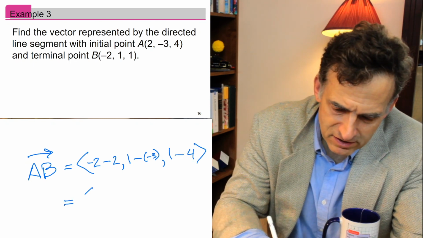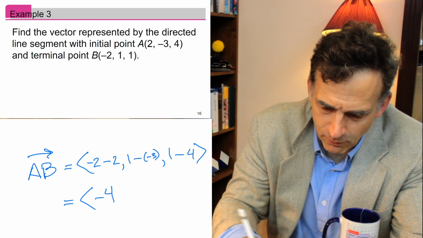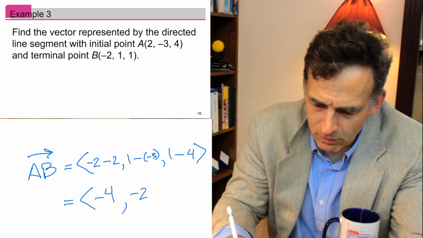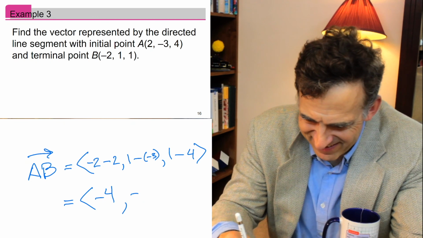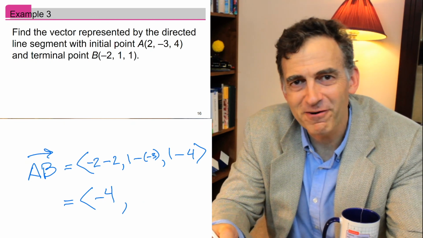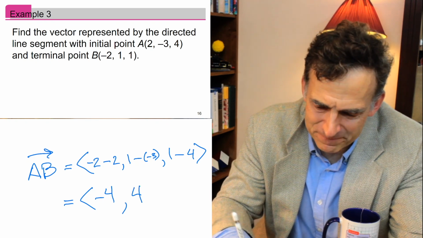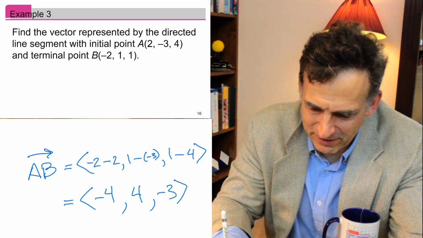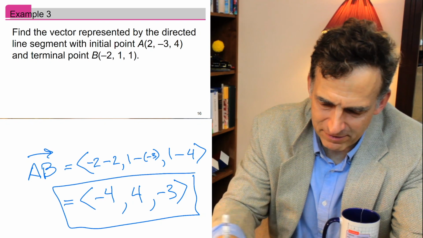Let me just clean this up. Sorry, let's try that again. 1 minus negative 3 is, of course, positive 4, and then negative 3. And that's my vector.